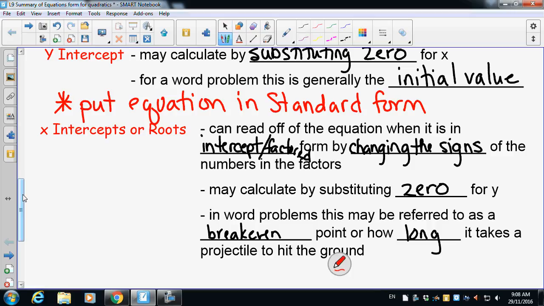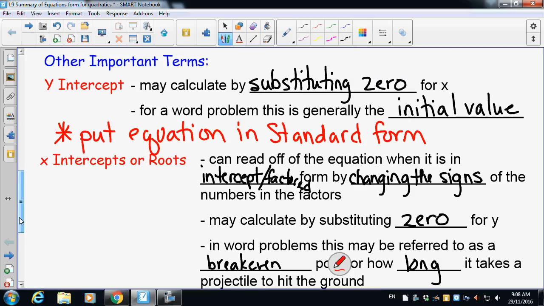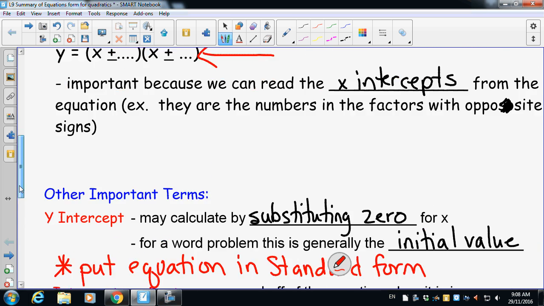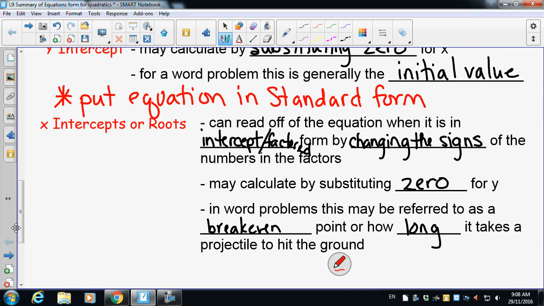So our x-intercepts or our roots are connected to our intercept form. So if you're asked about x-intercepts or roots, you want to make sure that your equation is in factored form. So that means you need to factor.